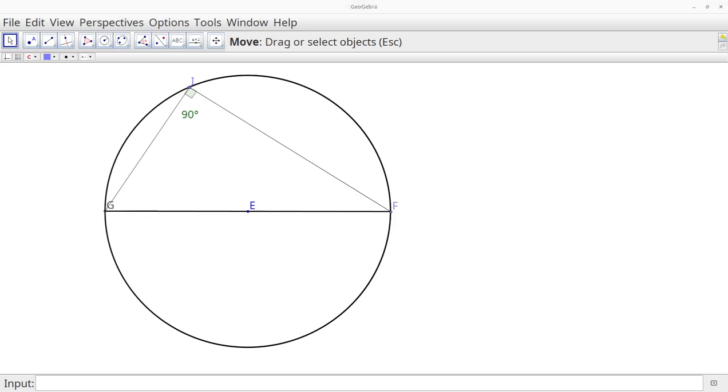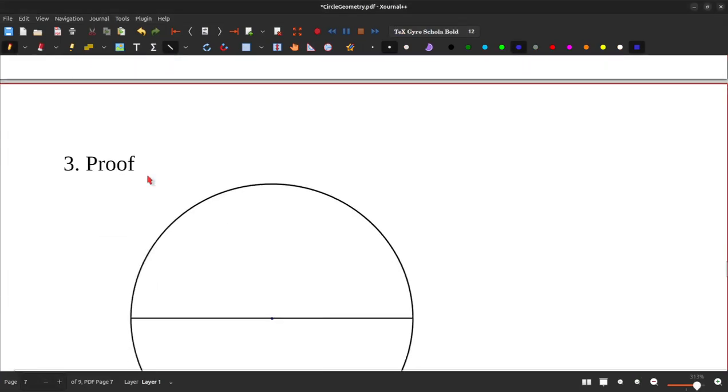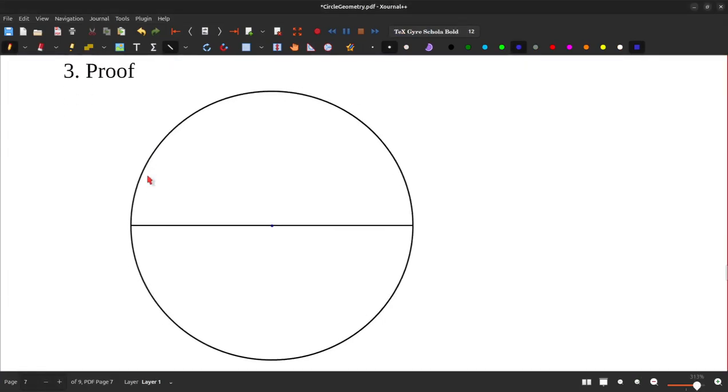Now let's look at why this is actually happening. Maybe let's present some kind of a proof to this theorem. Let me just join. Standing anywhere from here, and then from there to there.